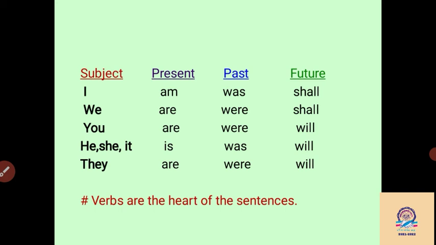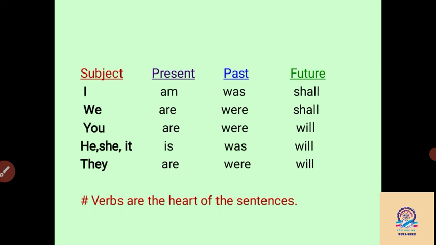There are two kinds of verb: first, main verb, and second, auxiliary verb. Whatever we are doing, the verb shows what the subject is doing here. So we can say that verbs are action verbs, showing the action in the sentence.